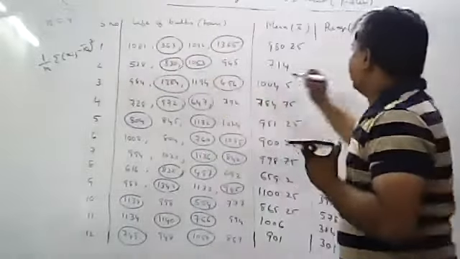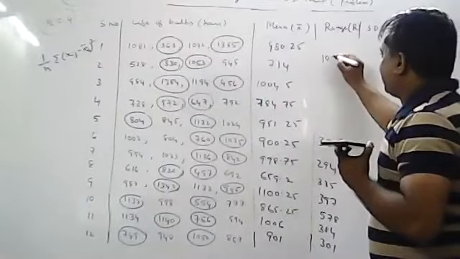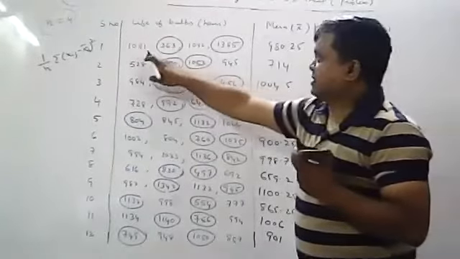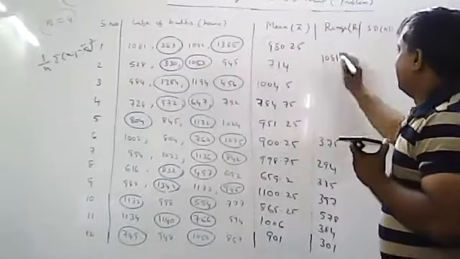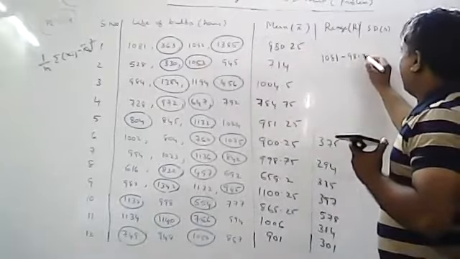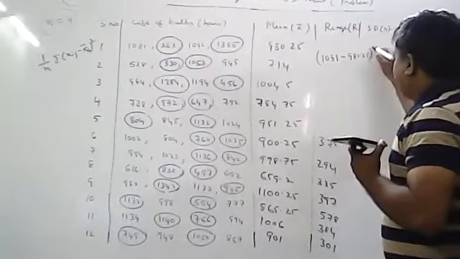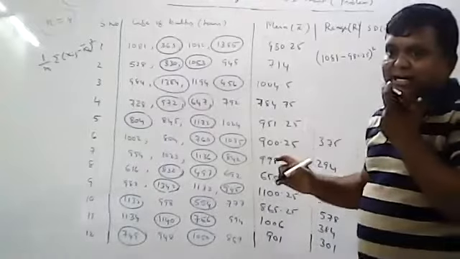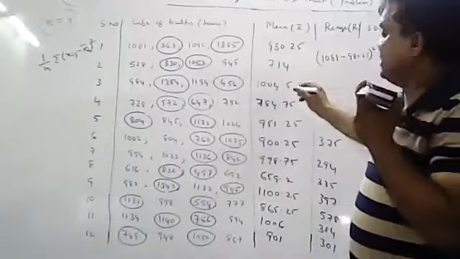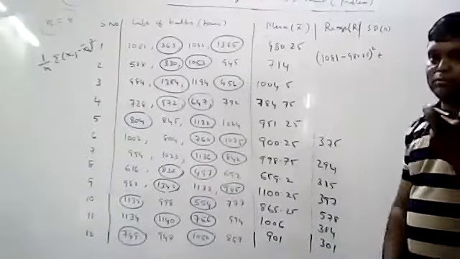What is the first value? First value is 1081. Just listen first, after that you can calculate. 1081 minus the mean value 980.25, brackets open, whole square. In a scientific calculator you can do direct calculation. And then put plus.